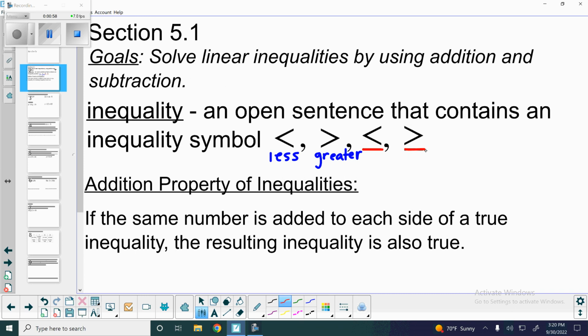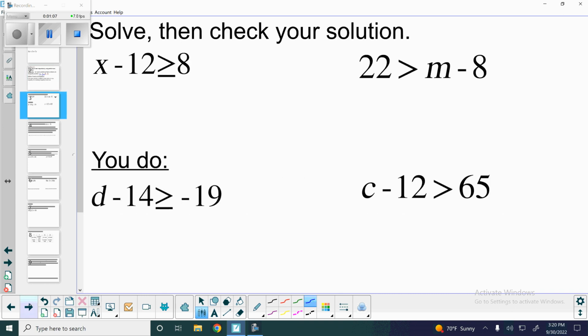So the first thing we're talking about is the addition property. If the same number is added to each side, then the resulting inequality is true. This is the same thing that we did for equations, so this should be pretty simple. The goal is still to isolate the x value. So if I have x minus 12 is greater than or equal to 8, my goal is to figure out what x is, so I need to cancel out my minus 12. I'm trying to isolate this right here. So I can add 12 to both sides, just like I could if it said an equals. So I can get rid of that and make it x is greater than or equal to 20.